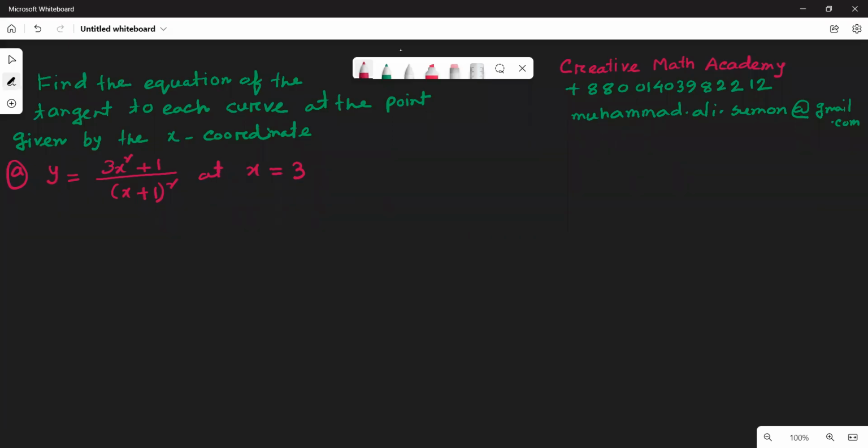Hello everybody. Today we try to solve this maths. Find the equation of the tangent to each curve at the point given by the x coordinate.